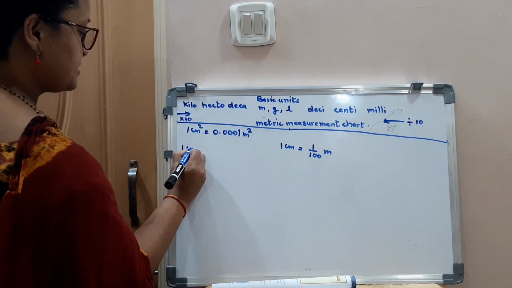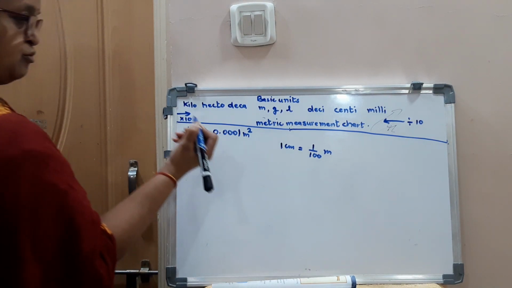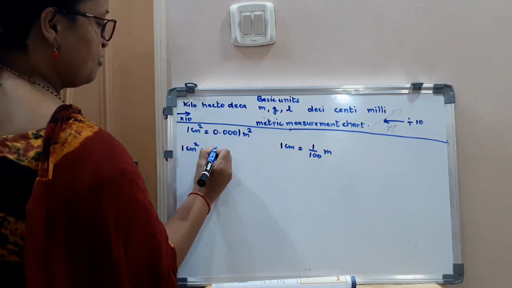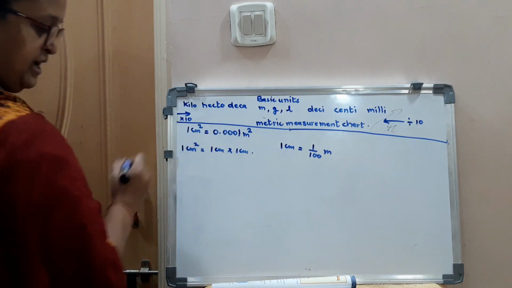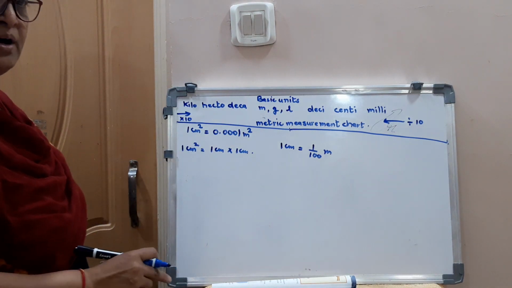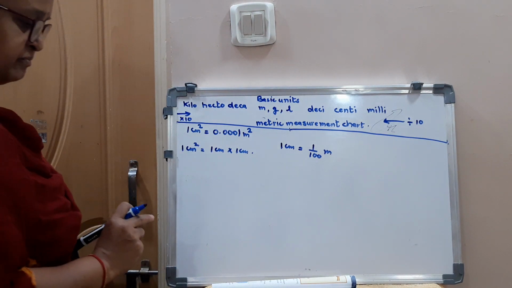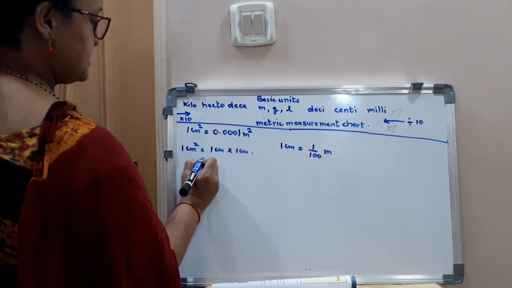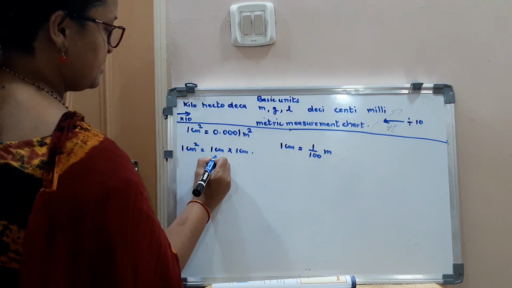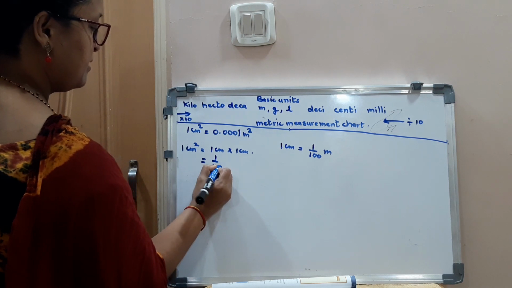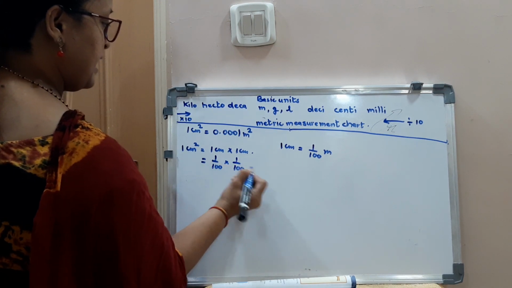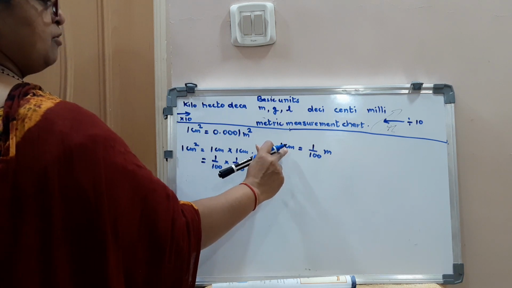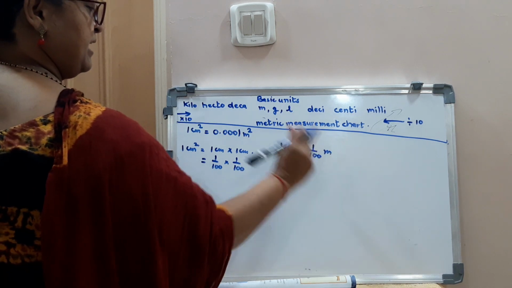1 centimeter square, we can write using the powers and roots as 1 centimeter into 1 centimeter. These are the relations on page number 15, new book. This can be again written as 1 upon 100 into 1 upon 100, as according to the metric measurement chart, 1 centimeter is equal to 1 upon 100 meters.